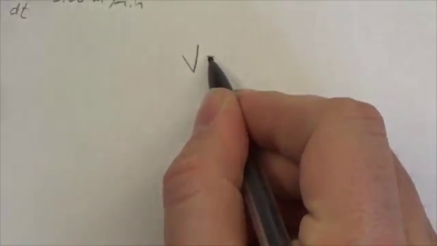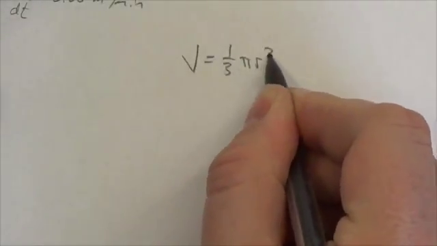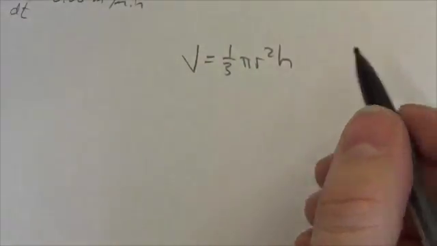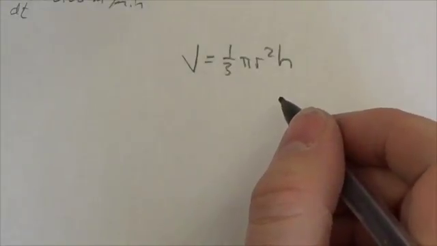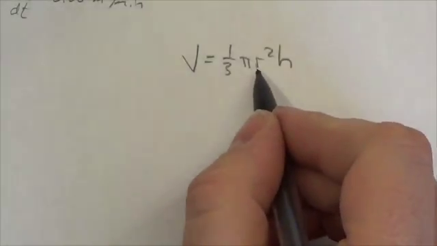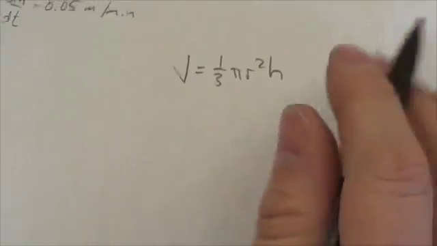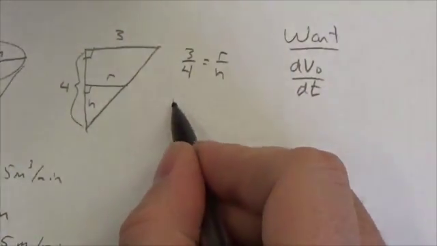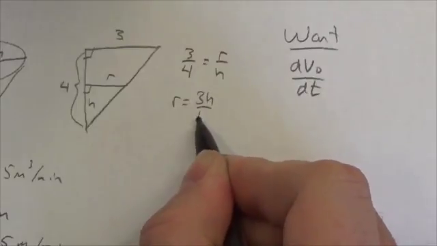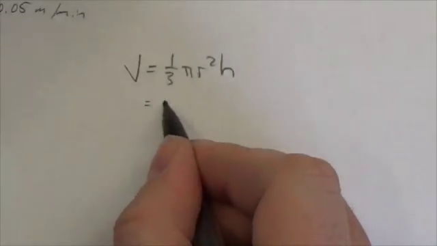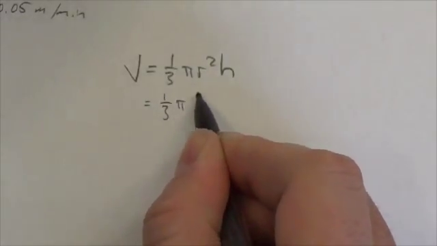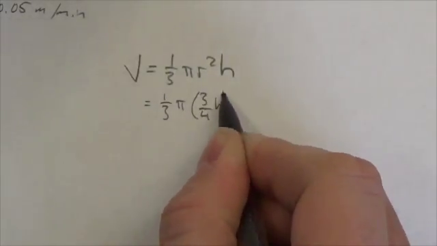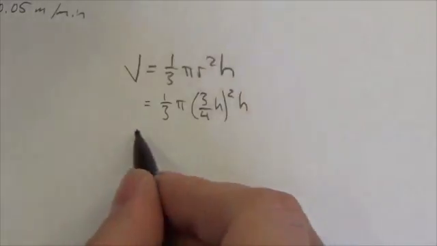Here we go. So volume is 1/3 pi r squared h. Okay, this is for a cone. Now I have information about height, but I really don't have much information about r squared, so I've got to get rid of r. So I'm going to use this ratio. I knew this ratio was important for something. r is going to be 3h over 4.